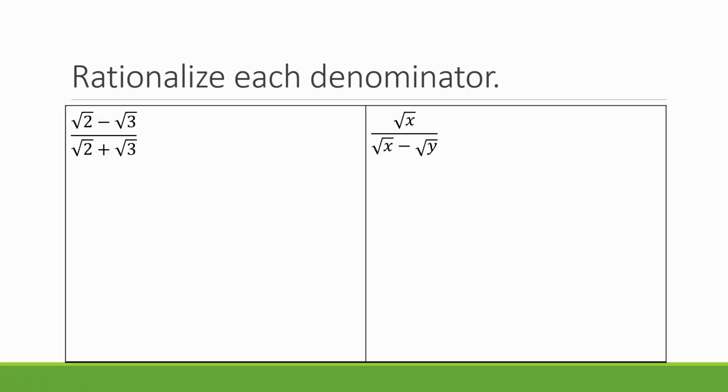Okay, let's look at a couple more problems. The square root of 2 minus the square root of 3 over the square root of 2 plus the square root of 3. Again, I want to multiply by the conjugate since I have a binomial in my denominator. Conjugate, just change the sign in the middle: the square root of 2 minus the square root of 3. Whatever you multiply your denominator by, you have to multiply your numerator by the exact same thing.